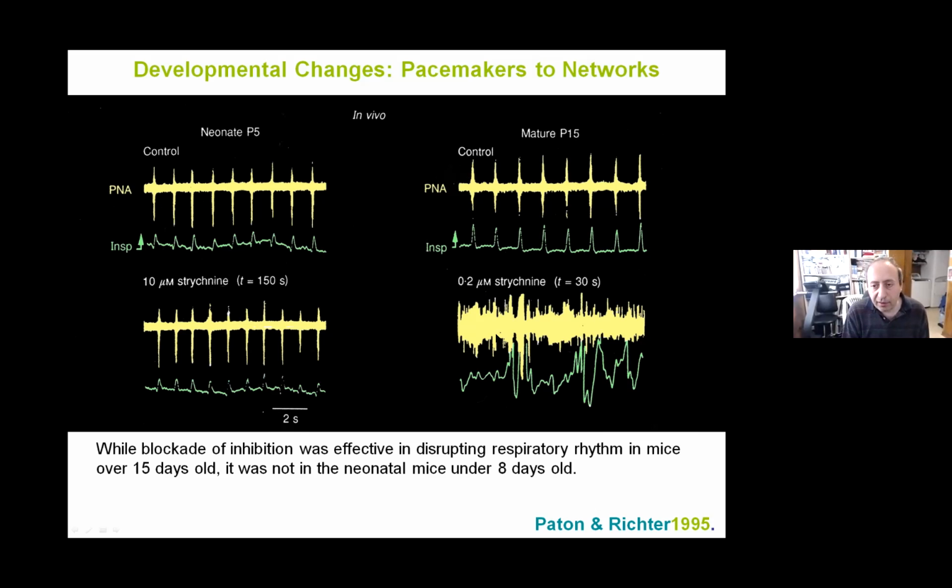But when they mature, at postnatal day 15, you can see that if we apply strychnine, which is a glycinergic receptor antagonist, so it blocks the glycine receptor, there is a disruption in the breathing rate. So inhibition is very important in the medulla, but not in neonate. It's a little bit later, in adult, when there is formation of synapse and when neurons start to inhibit each other via interneurons.